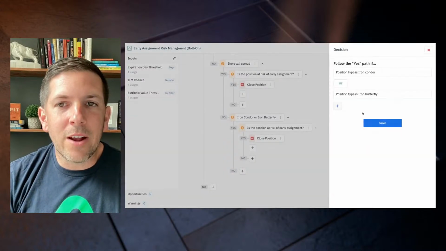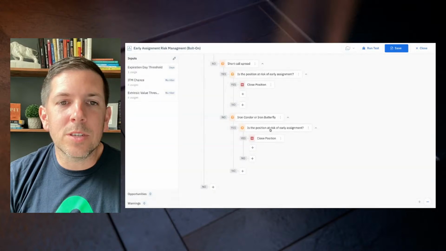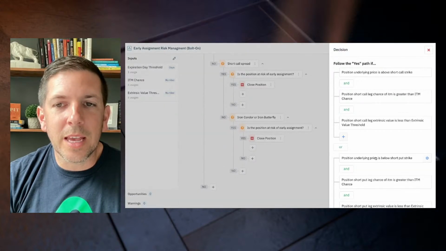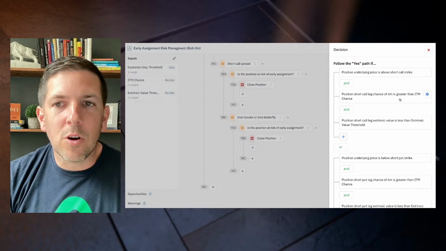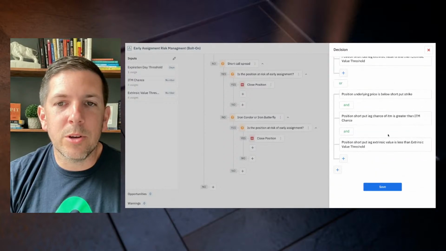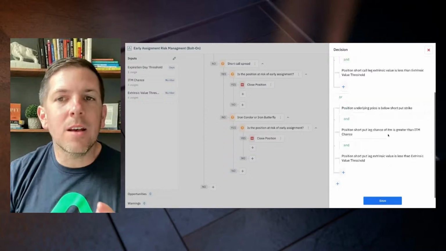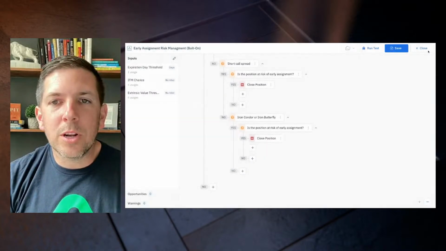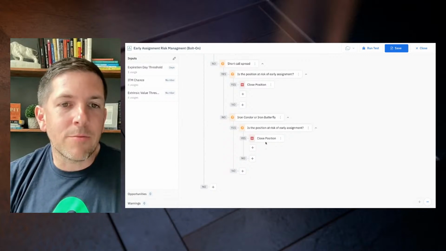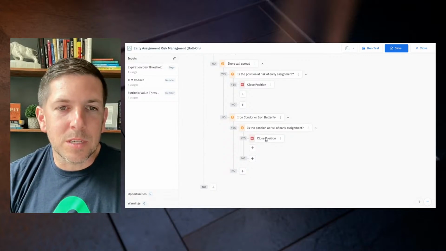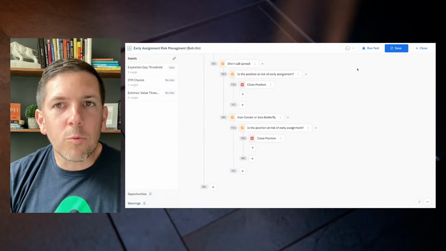For an iron butterfly or an iron condor, what it's going to do is it's going to do duplicates of these, but it's going to check both of these legs. So it'll check the short call strikes and it'll check the short put strikes separately, and it'll make sure it can check both legs of that position, which is pretty clever and pretty intelligent for it to do that. And then again, if that position is at risk of assignment, it's going to close the position, okay? So these are all really, really helpful.